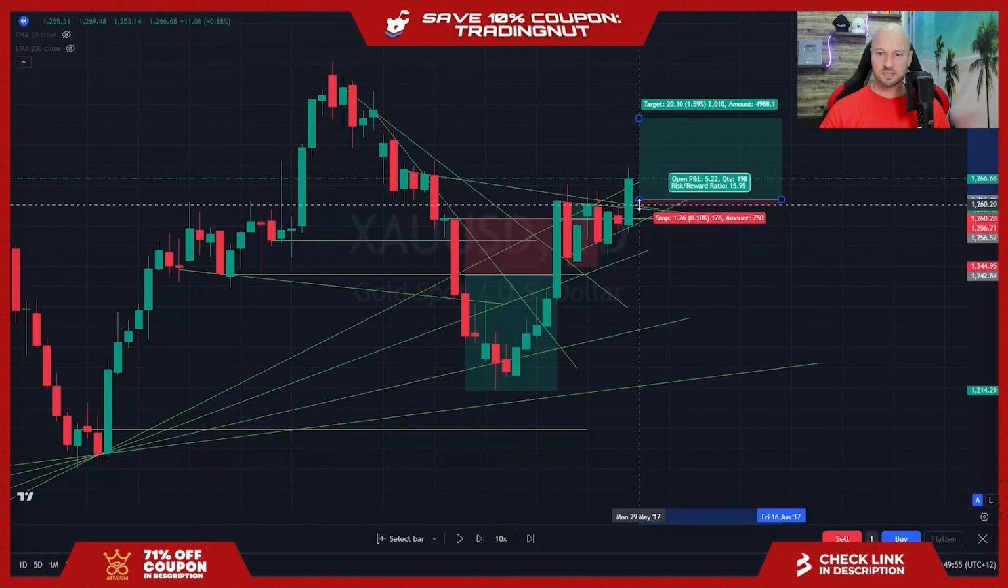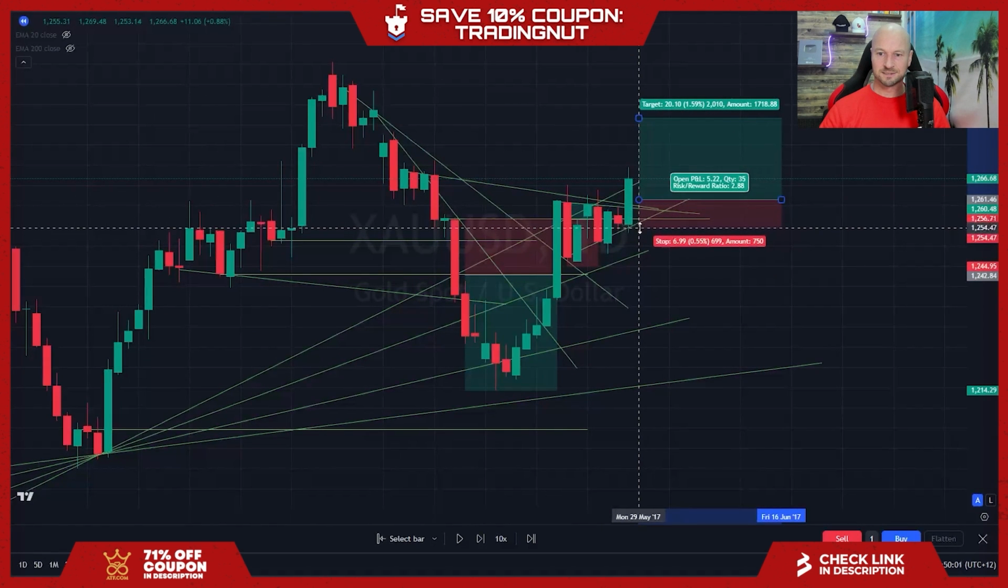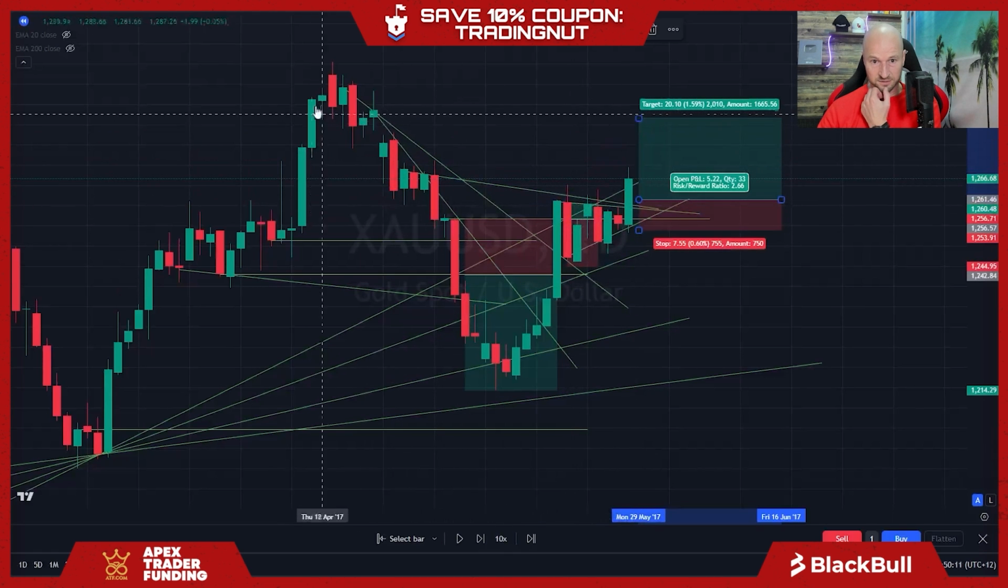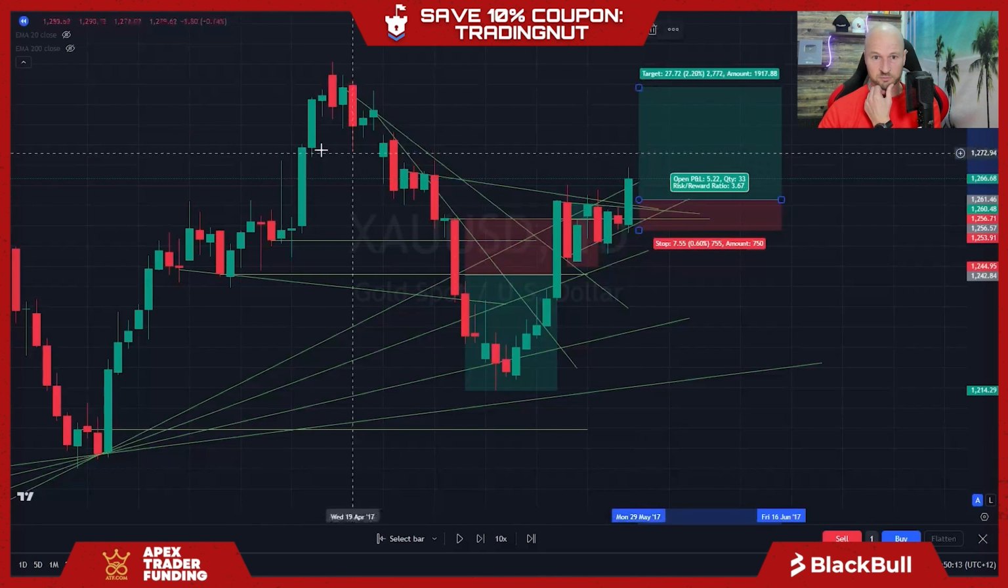And that's the level there to protect us. And that's a trend line to protect us. So we're going to use the outer trend line of that. So the stop loss is down there. We've got nothing stopping us from getting to the top at this point.